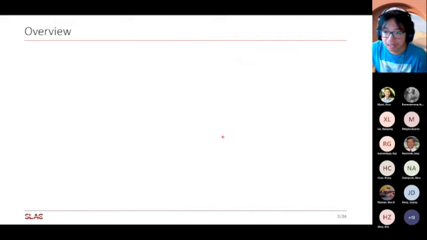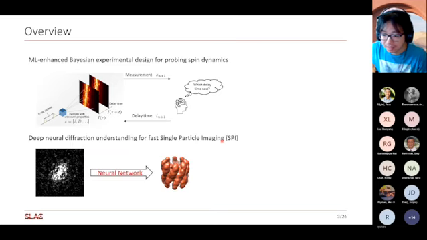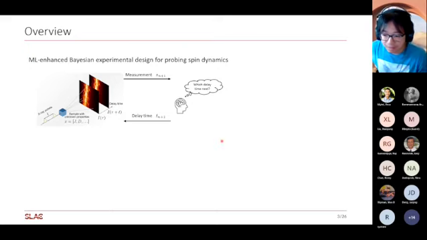In today's talk, I will introduce our efforts on answering those two important questions with two specific topics. The first topic is on augmenting traditional Bayesian experimental design with machine learning, demonstrated by measuring some magnon excitation with XPFS. In the second topic, we will see how neural networks enable on-the-fly data analysis for single particle imaging. Let's get started with the first one.